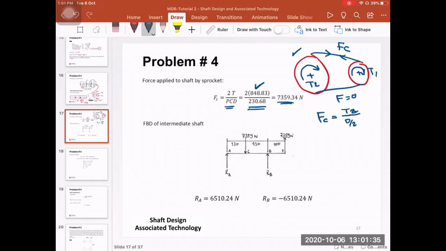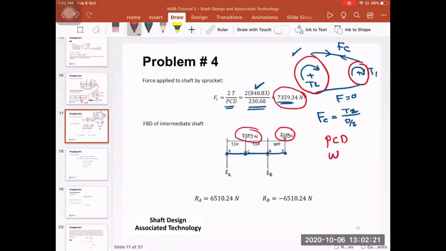If this is like the beam, we consider that this is our shaft here, then at this point, the force on the first sprocket, here we have a bearing at B, at A we have another bearing, and at C we have the second sprocket. So in this case, we have a force here, that is the force on the tight side, 7,359.38. Because these two sprockets have the same diameter, they have the same circle diameter, they have the same omega.